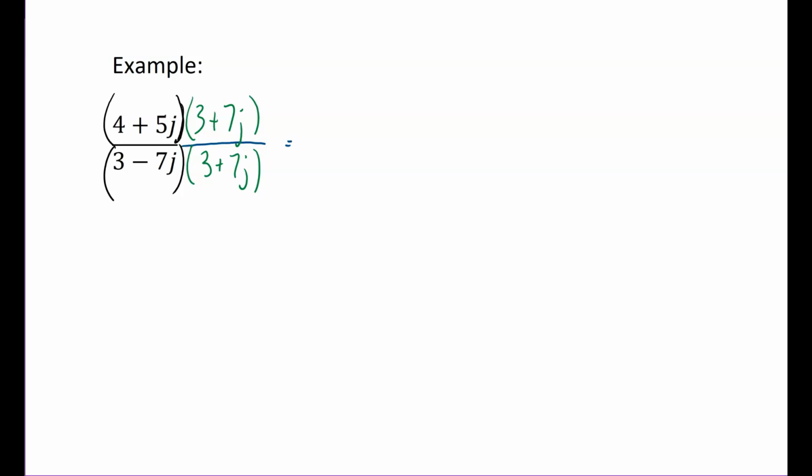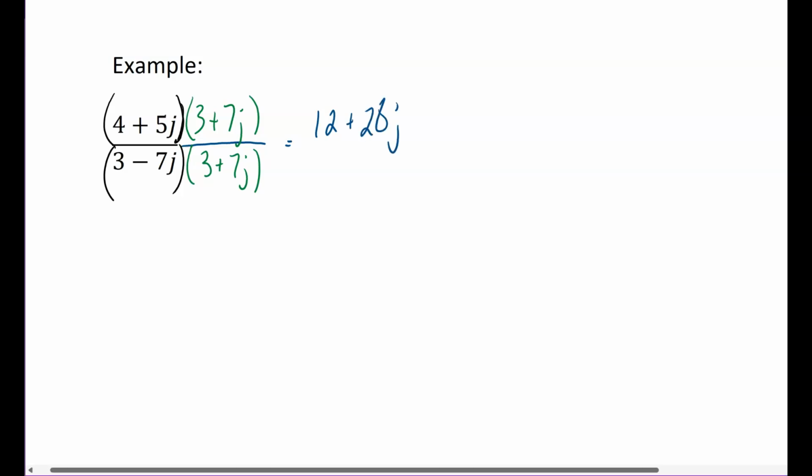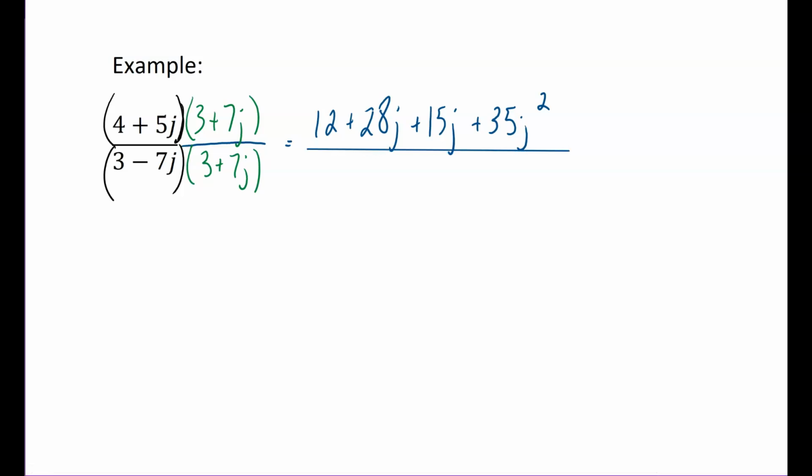So 4 times 3 is 12. 4 times 7j is 28j. Now 5j times 3 is 15j. And 5j times 7j is 35j squared. Now let's do the denominator. I'm not going to use the c squared plus d squared just yet. I want you to see the middle terms canceling, so let's go through that process again.